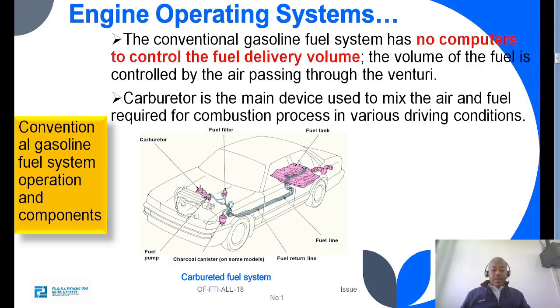The components of the carburetor fuel system: the fuel tank, the fuel line, the fuel filter, the carburetor, the fuel pump, the charcoal canister, and the return line.